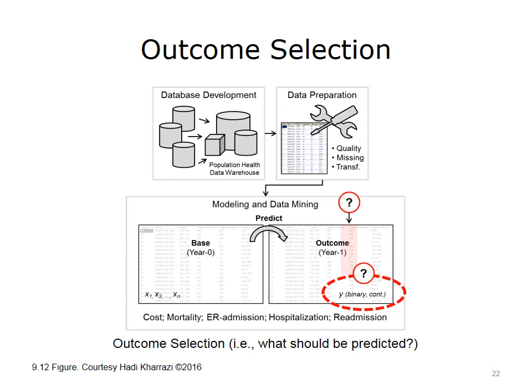Selecting an outcome can also affect predictive model development. The top half of the diagram refers to the starting point of the population health modeling process.